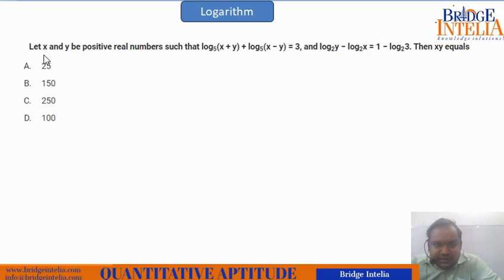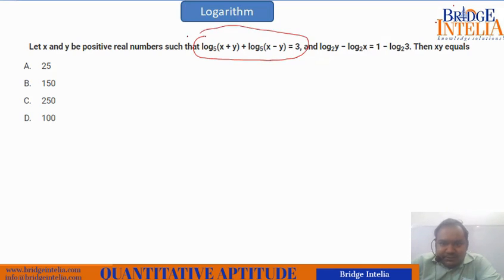Let x and y be positive real numbers such that log (x plus y) to the base 5 plus log (x minus y) to the base 5 is equal to 3, and log y to the base 2 minus log x to the base 2 is given as 1 minus log 3 to the base 2. Here both the bases are same, and here also both the bases are same, so we'll make use of that. First concentrate on this equation that is given to us, only this portion.